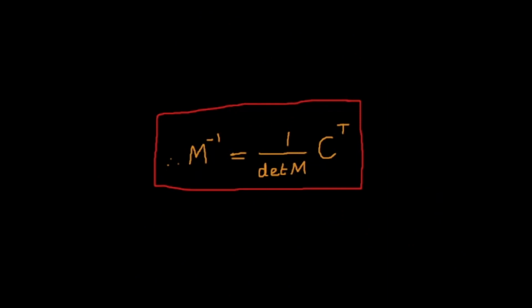So here's the result. The inverse of a matrix is the transpose of its cofactor off by a scale of 1 over its determinant. I know it's not the most rigorous explanation, but hopefully it's satisfactory.